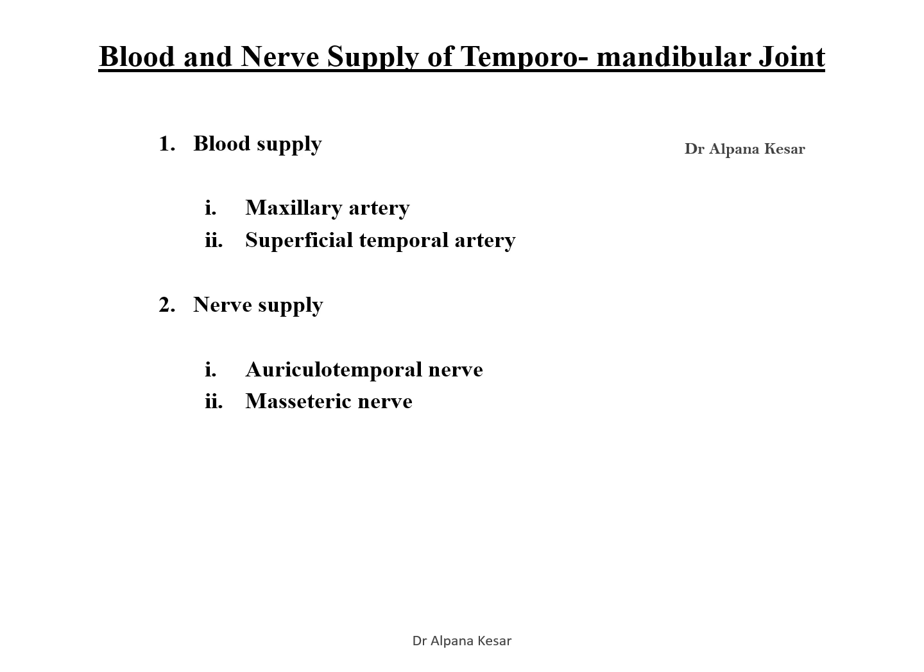Blood and nerve supply of temporomandibular joint. The blood supply of temporomandibular joint is by maxillary artery and superficial temporal artery, and the nerve supply is by auriculotemporal nerve and masseteric nerve.